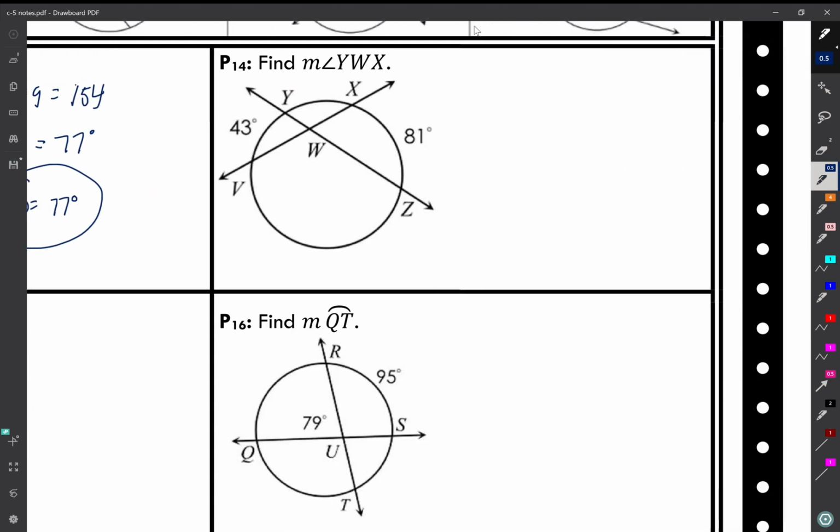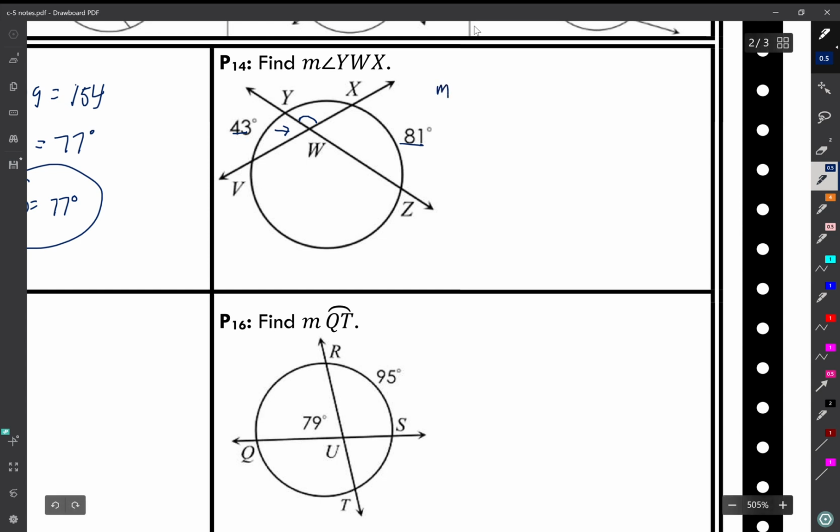And we're finished. Now let's see another one. This one wants us to find the measure of angle YWX. That's this angle. However, I don't know that angle. I do realize that angle YWX and angle YWV are supplementary because they form a straight line. So I can find angle YWV using the formula, and then I do 180 minus that angle to get the angle I'm looking for. That's my plan for this one.